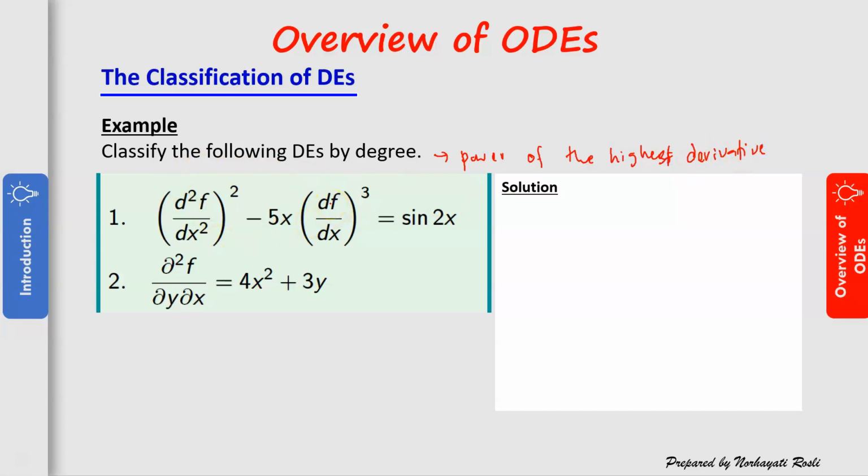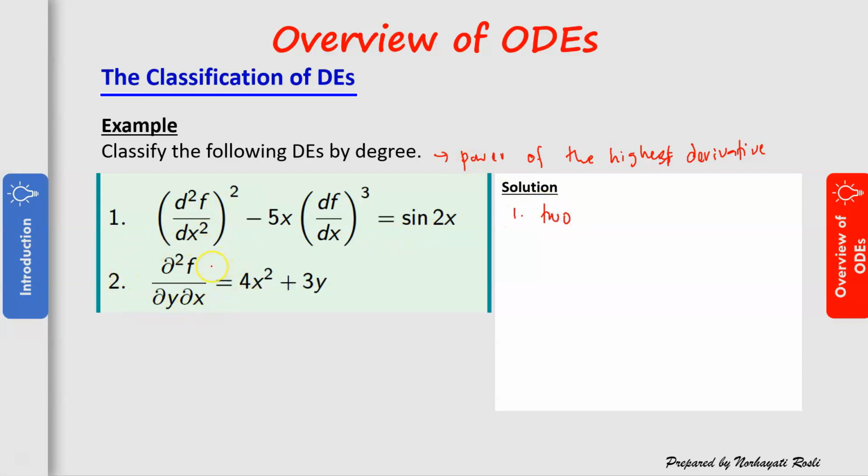For this one, we have the power for the differential equation. This one is power 2, this one is power 3. But we need to check the highest derivative. The highest derivative here refers to second order, this one, the second derivative. This means that the power of the highest derivative here is 2. So it is degree 2.